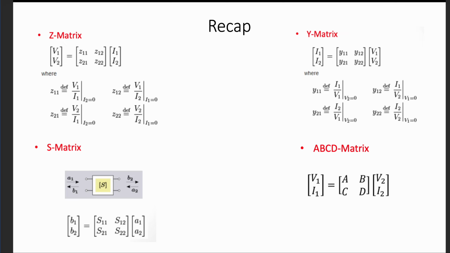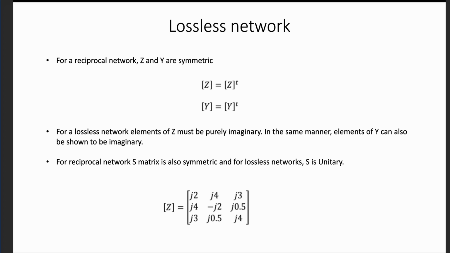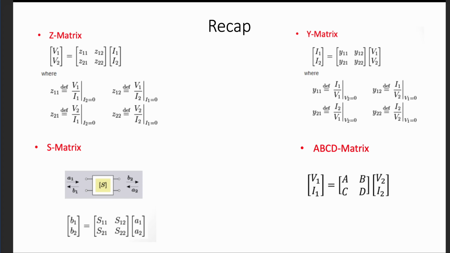Okay, so today we will try to solve for the Z matrix of some particular networks, then we'll solve for the S matrix of some particular network, and then we will do some problems on the ABCD matrix. So this was all about the definitions of the various matrices which you learned in order to describe your microwave network.